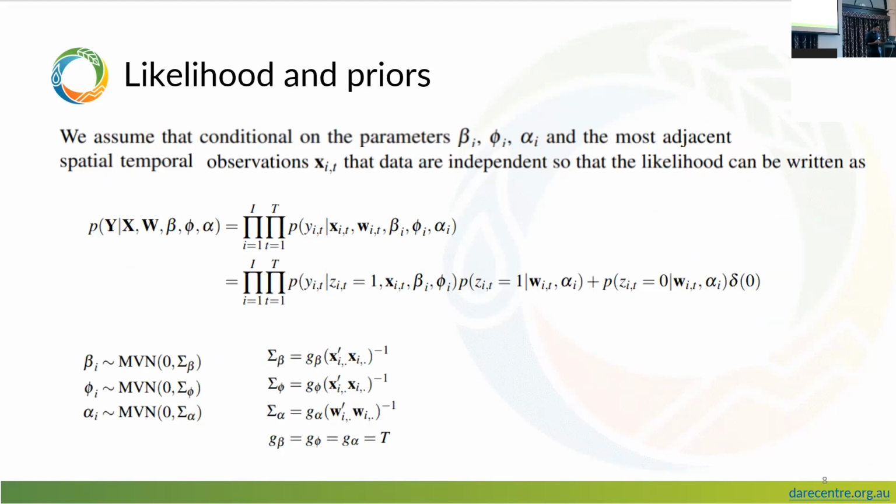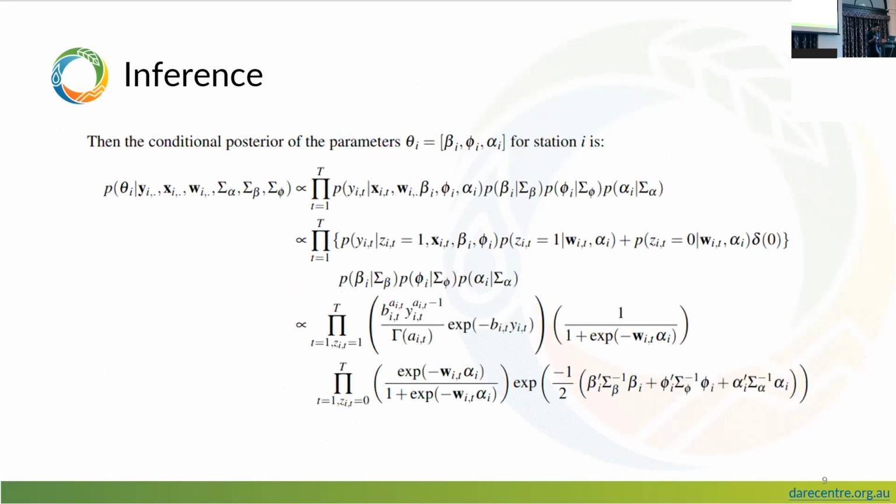So assuming that, conditional on the set of parameters that I put into this model and the most adjacent spatiotemporal observation, the covariates xi, the data are independent, I can write down the likelihood this way. But then I end up with a very long expression for the conditional posterior, which does not have a closed form. So I cannot go with Gibbs sampling.